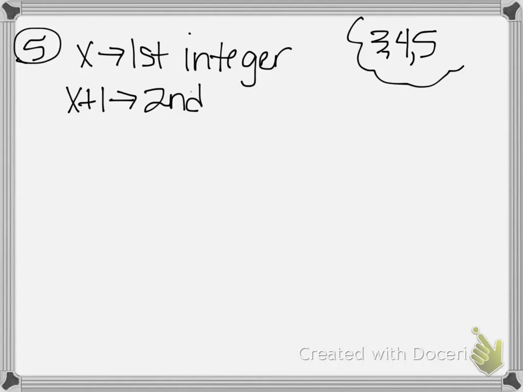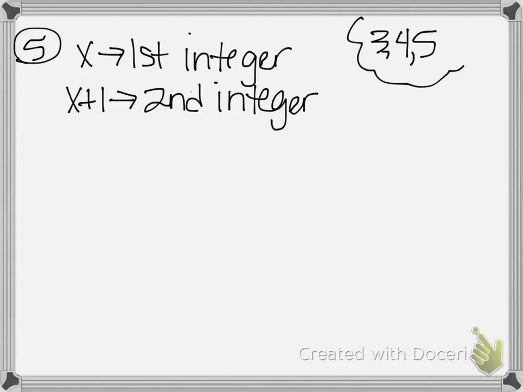Now, if it said consecutive even integers or consecutive odd integers, then we're adding 2 every time. Because if it was 2, 4, 6, to get from 2 to 4, that's a plus 2. But here, we just want consecutive integers, so that's why I like to put an example in the corner, just so I know what I'm looking for. I'm looking for 3 numbers in a row. And to get from the first number to the next number, that's going to be an addition of 1.